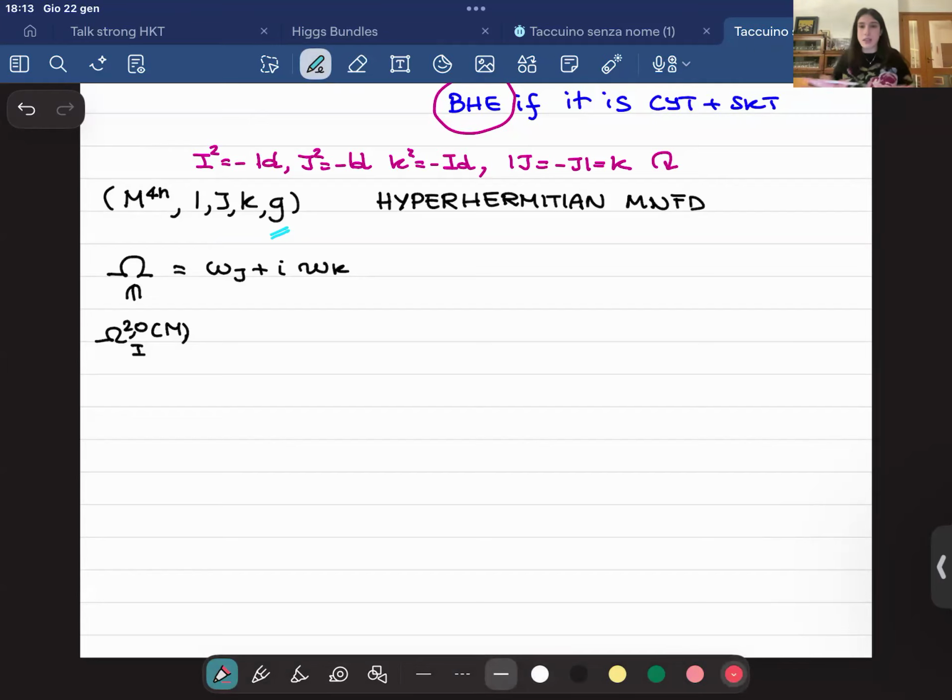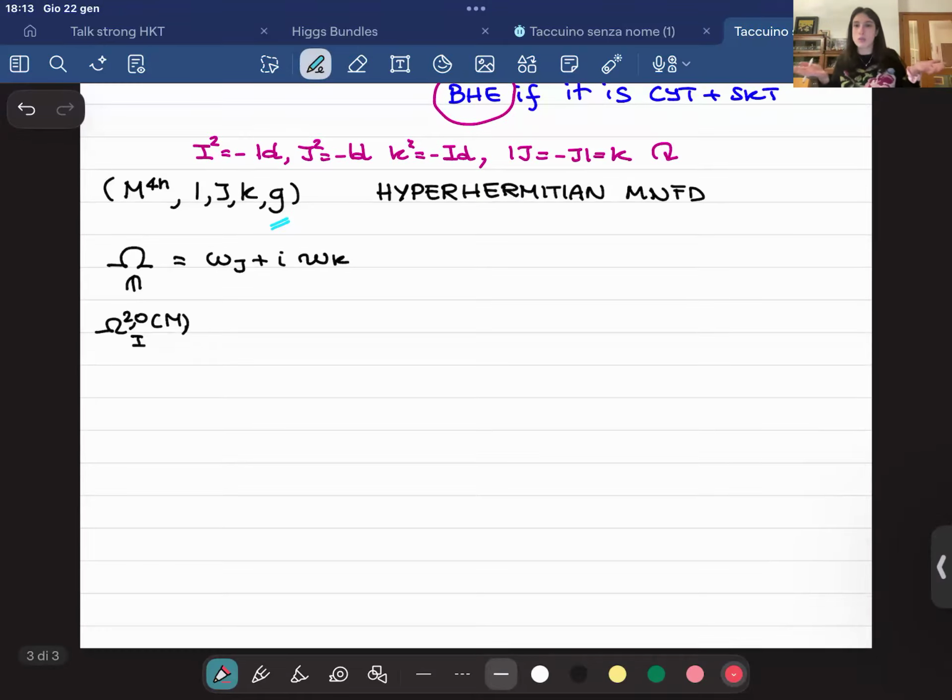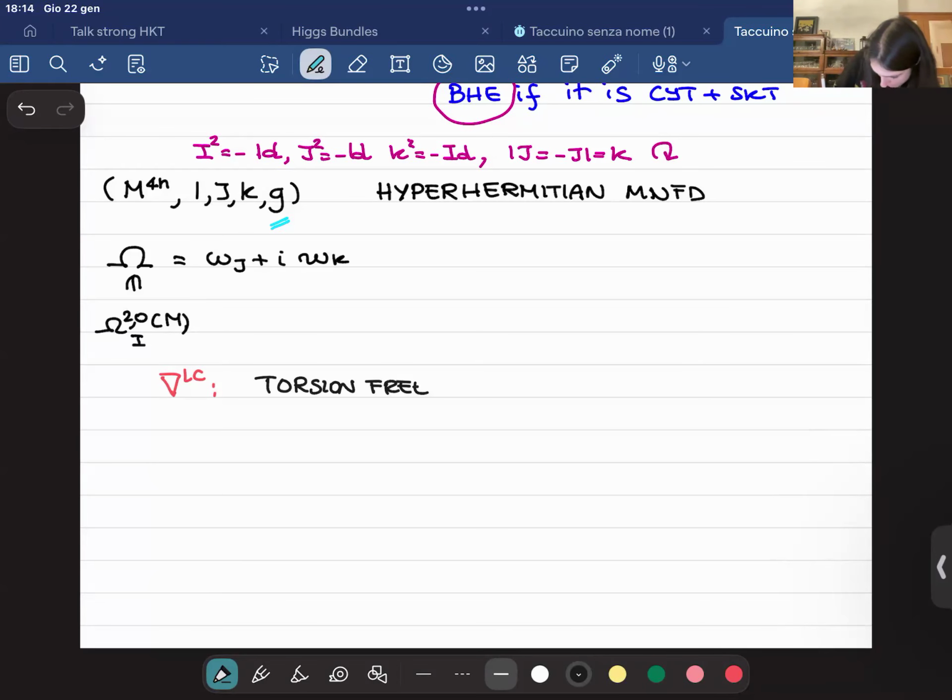So if I am in this setting, the setting of a hyperHermitian manifold, if I want to work with connections, I have two good candidates, let's say. The first is the Levi-Civita connection. I always have this guy. But the Levi-Civita connection is torsion-free, you know? And it is metric. But in general, in the non-hyperKähler case, we don't have any compatibility between this guy and the hypercomplex structures. In fact, the Levi-Civita connection, if you remember, parallelizes I, J, K if and only if my structure is actually hyperKähler.